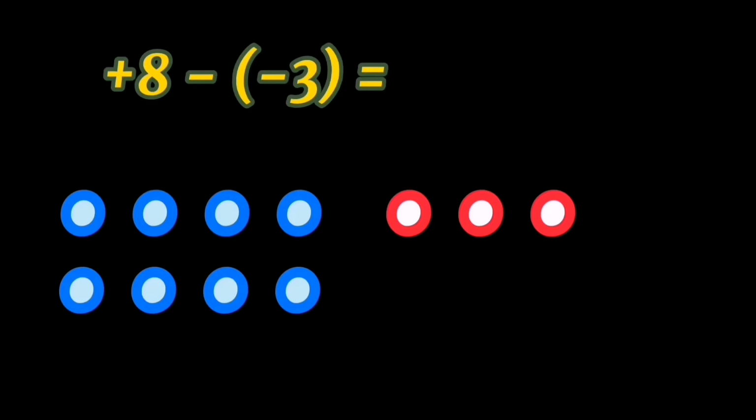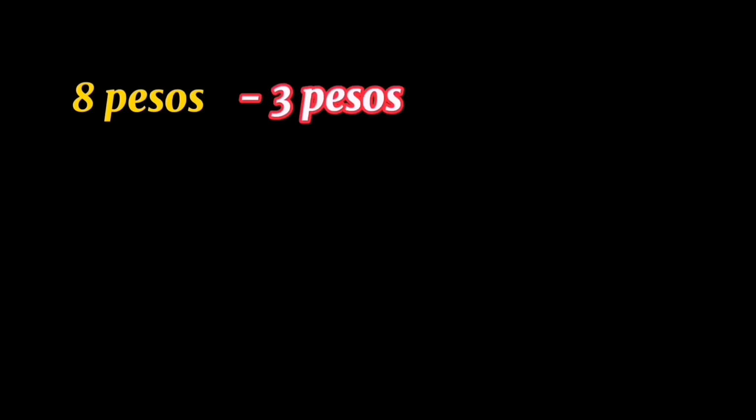Now here's the thing. We add 3 red circles in the minuend, but at the same time, we also add 3 blue circles. Why? Let's put it this way. Say you're playing in a bet game and you have 8 pesos in your pocket at the start. After the first game, you lost 3 pesos. So that means you are left with only 5 pesos.